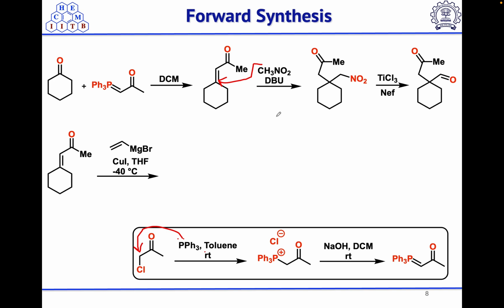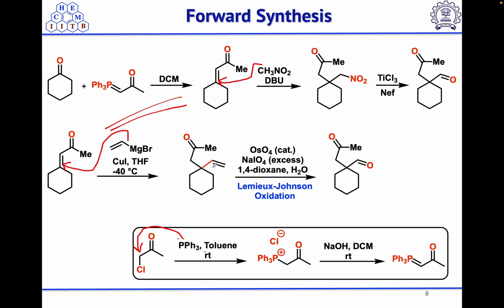We can have this compound. So these two compounds are similar, right? Then if we add vinyl magnesium bromide, this Grignard reagent, in presence of copper iodide, the copper iodide will make this Grignard reagent a soft nucleophile, and it will add in 1,4 fashion instead of 1,2 fashion. In presence of the copper salt, you'll get this vinyl group.